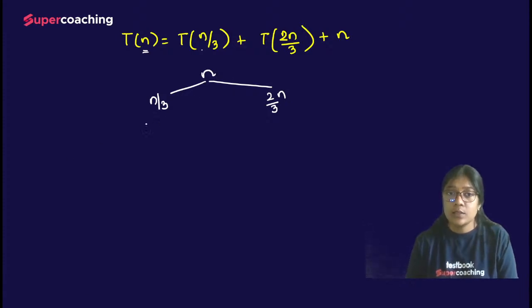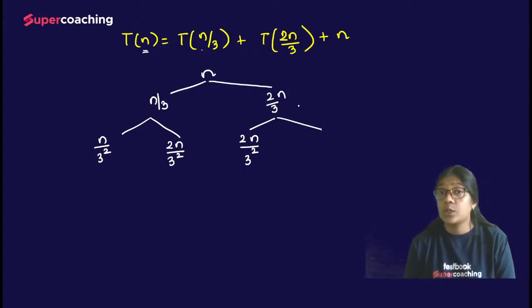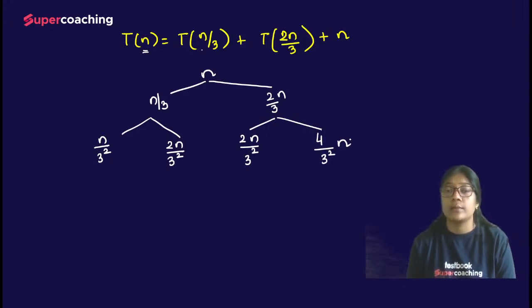So let's expand this tree. The first part is containing 1/3 of the elements. So 1/3 of n/3 is n/3 squared. 2/3 of n/3 comes out to be 2n/3 squared. The second part is also divided into two parts. 1/3 of 2/3 into n comes out to be 2n/3 squared. 2/3 into 2/3 into n comes out to be 4n/3 squared.